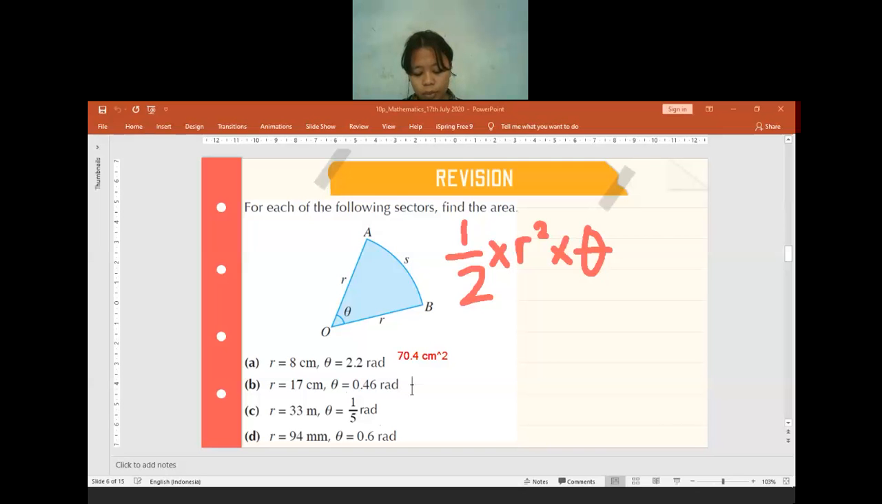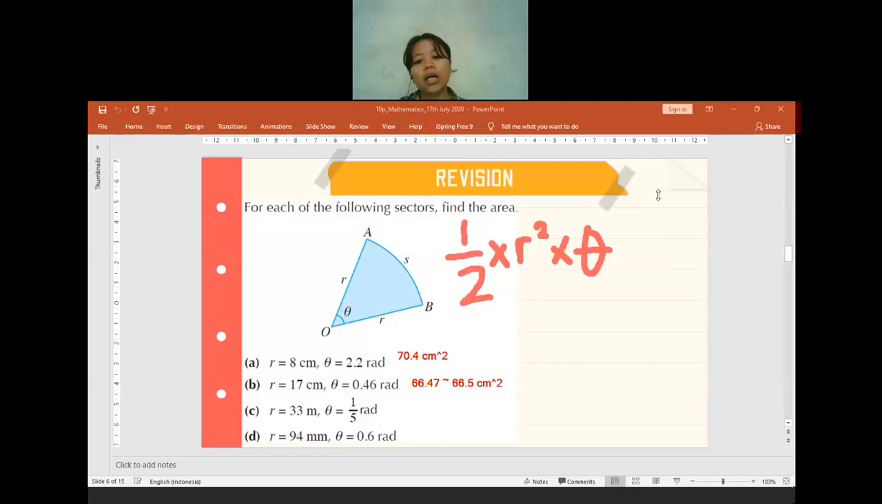For question B, how much will it be? 66.47. Okay, 66.47. If you want to round it off, it's okay. You can make it 66.5 centimeter square. Is there anyone who is confused? Okay. Teacher, how about the other step, teacher?